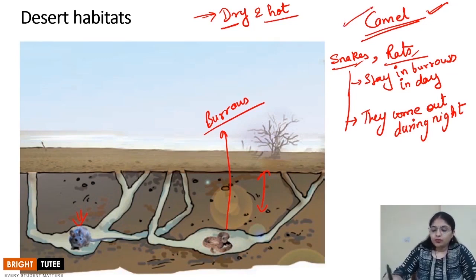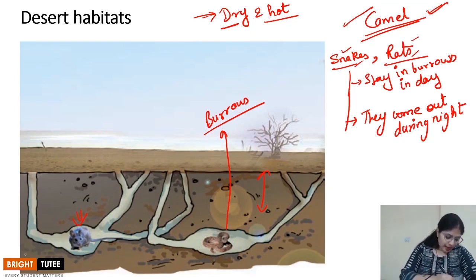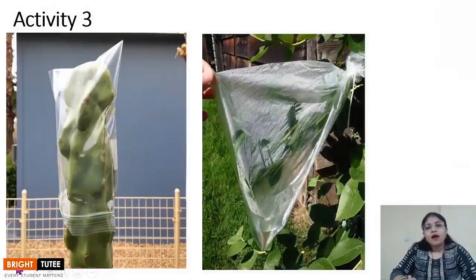We have already talked about the camel, that is the ship of the desert. We also talked about other animals like snakes and rats. Now let's talk about the plants that are found in the desert habitats. Before we do so, let's perform an activity, and with this activity we will be able to understand as to how the plants in the desert adapt themselves, right? So this is a very simple activity. You've already done this in chapter number 7.